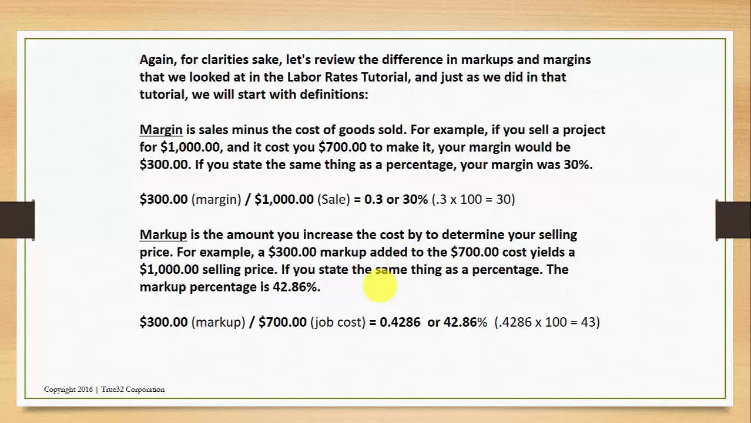Markup is the amount you increase the cost by to determine your selling price. For example, a $300 markup added to the $700 cost yields a $1,000 selling price. If you state the same thing as a percentage, the markup percentage is 42.86. So note that in the margin calculation, we had a 30% margin, and in the markup, it took a 42.86, or almost 43% markup to give us the same margin. That expresses out like this: $300, which is our markup, divided by $700, our job cost, equals 0.4286 or 42.86%.